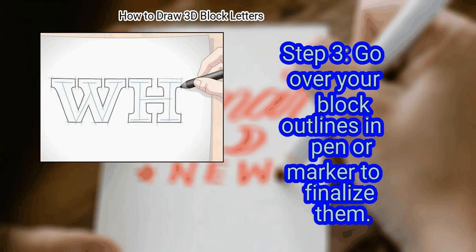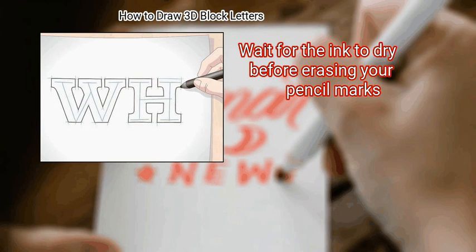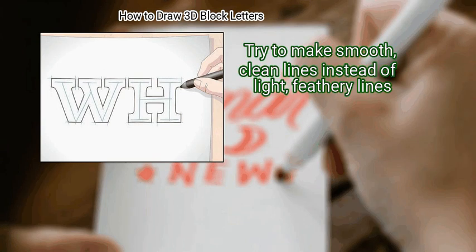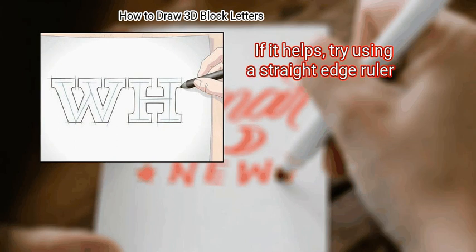Step 3. Go over your block outlines in pen or marker to finalize them. Wait for the ink to dry before erasing your pencil marks. Try to make smooth, clean lines instead of light, feathery lines. If it helps, try using a straight edge ruler.